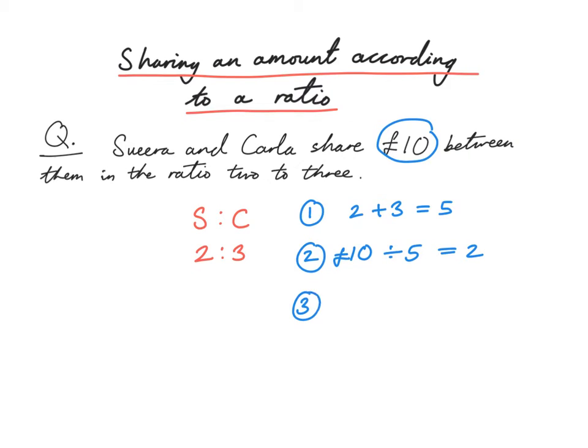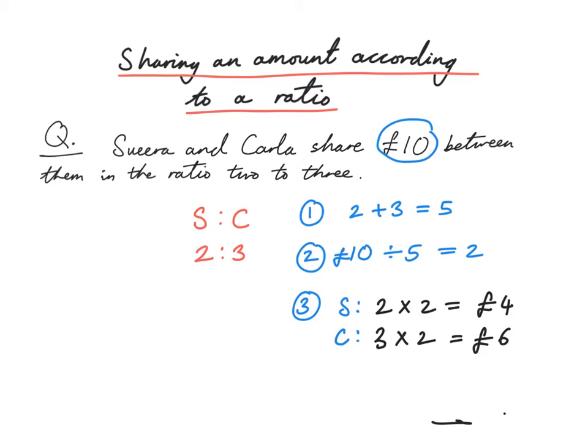And then step 3, for each of them, we multiply this amount here by their respective ratio. So for Suera, it will be 2 times 2, which is £4. And for Carla, it will be 3 times 2, which is £6.